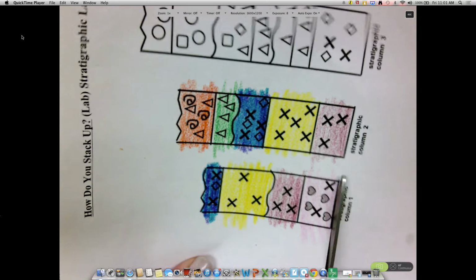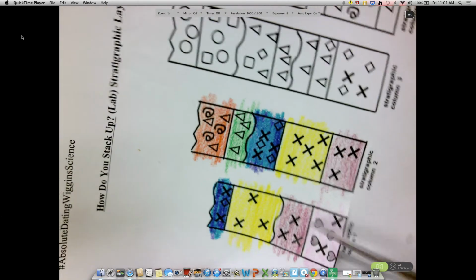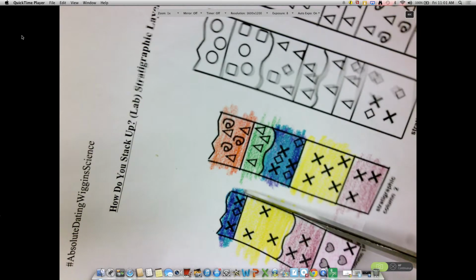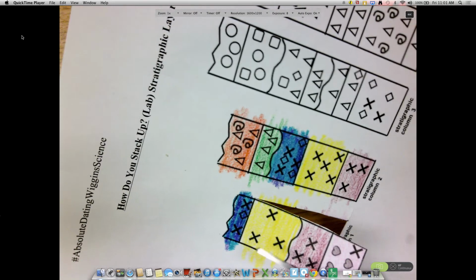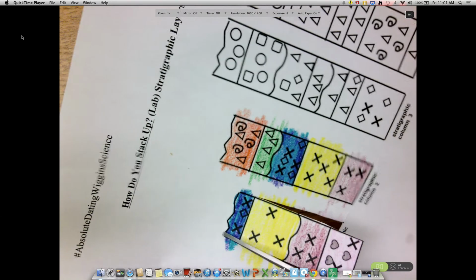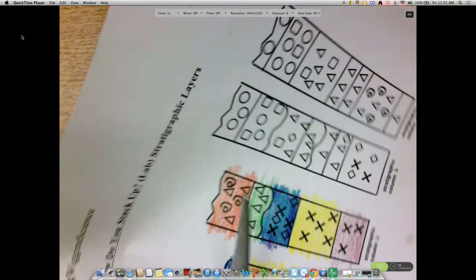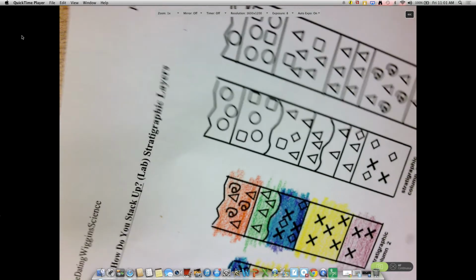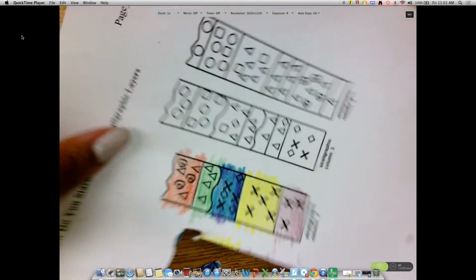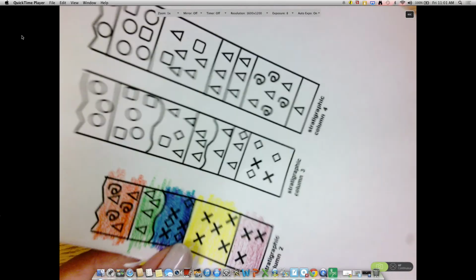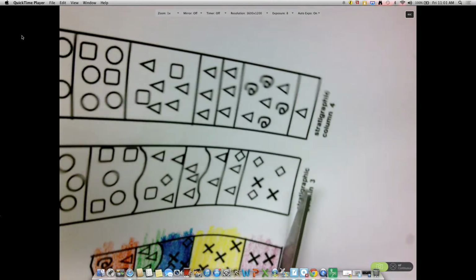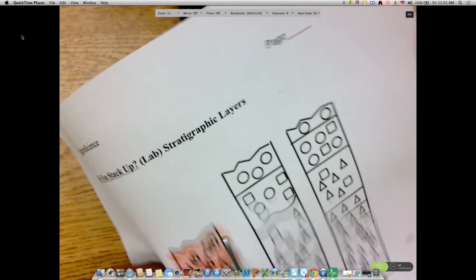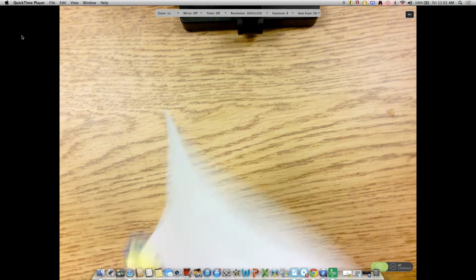Notice I am cutting only the layers. I am not cutting the words at the bottom telling me that they are stratigraphic columns 1 and 2. I know that they are stratigraphic columns 1 and 2 because that's what my procedure told me to cut. Do not go ahead and cut the other ones out yet because then you will confuse yourself and you will mess up. You have to cut them out at the time that I tell you to cut them out. So I'm going to cut these 2 layers and then I'm going to follow directions on what it tells me to do.